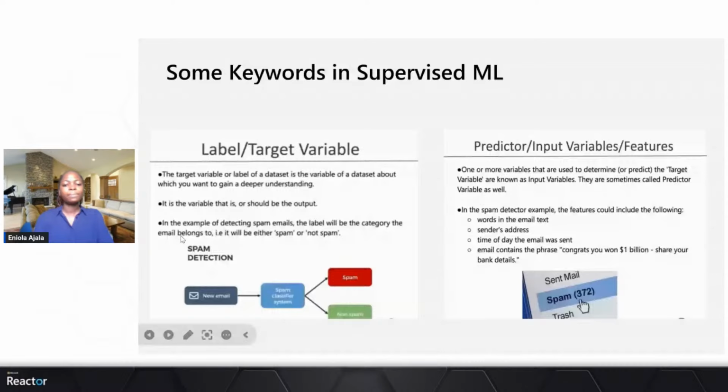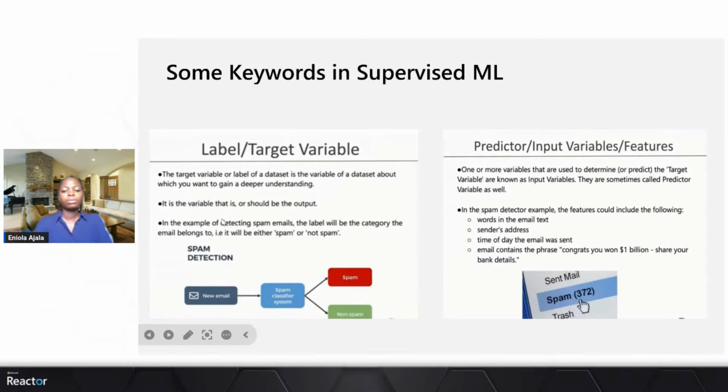In the example of an email being spam or not spam, the label will be the category the email belongs to, that is, is this email spam or not spam? Predictor or input variables are used to determine or predict the target variable. They are also sometimes called predictor variables.